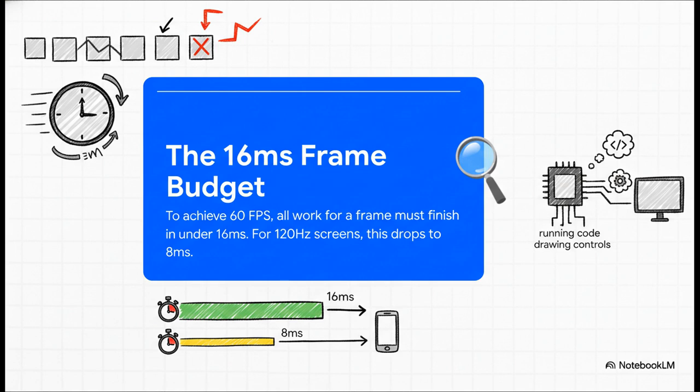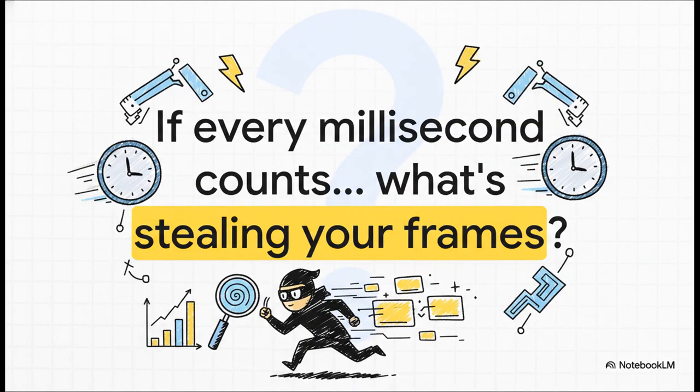And here's the kicker. On newer phones with those beautiful 120Hz screens, that budget gets slashed in half. You have just 8 milliseconds. That is an insanely small window of time to get all your work done. So, the mystery is afoot. We've got a crime scene, our laggy app, and a ticking clock. A really, really fast ticking clock.